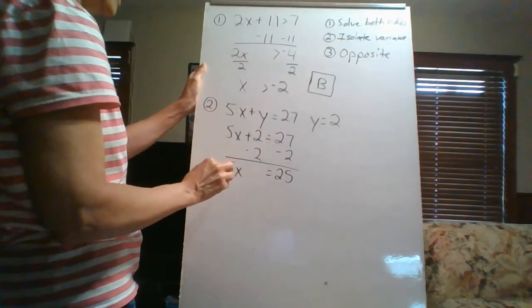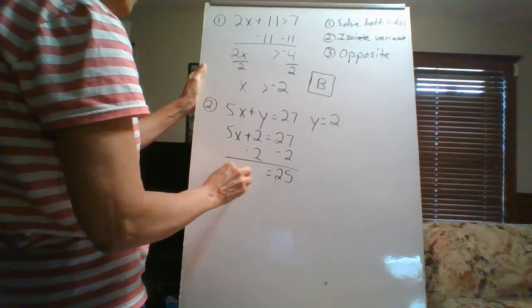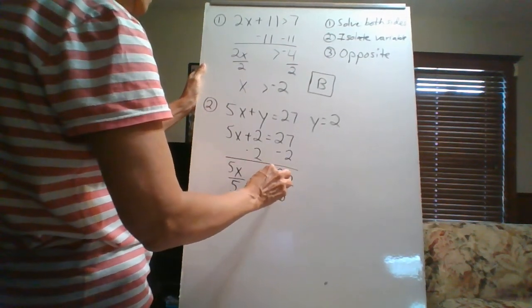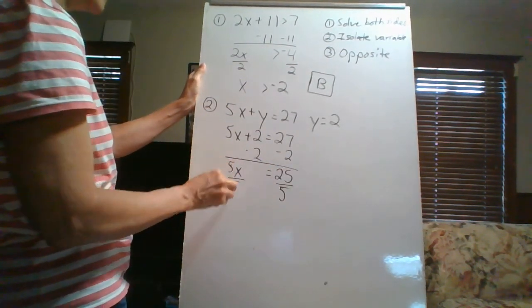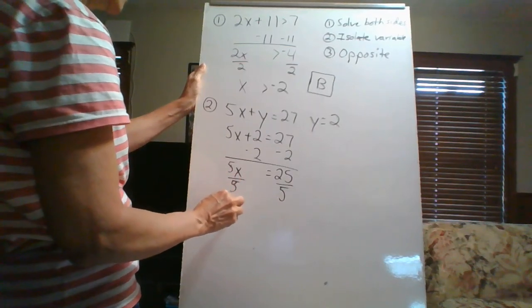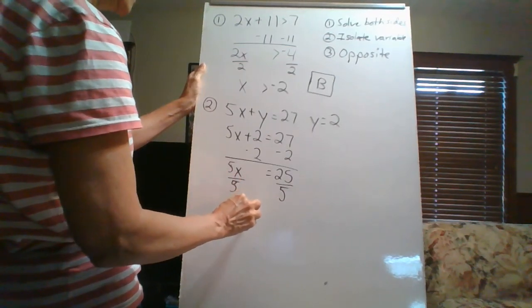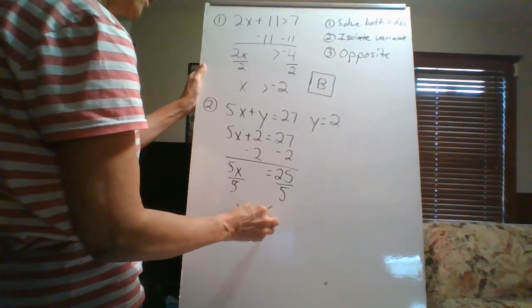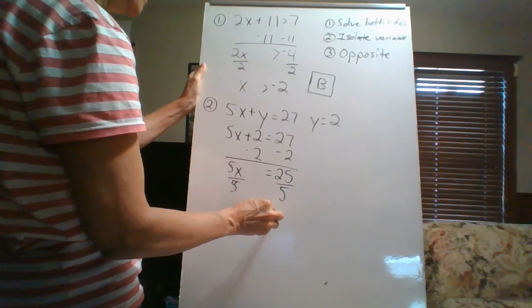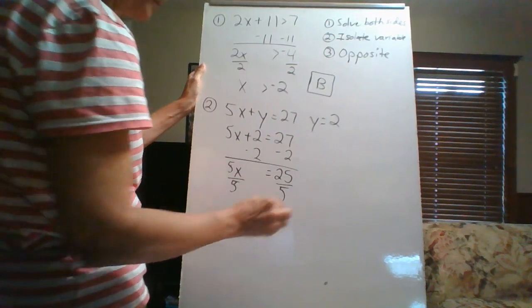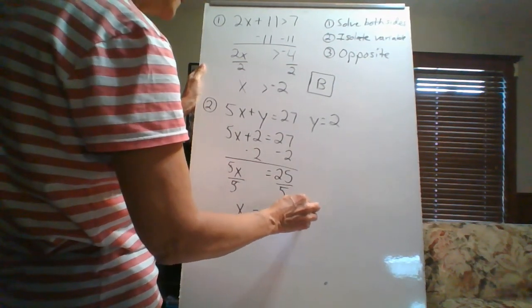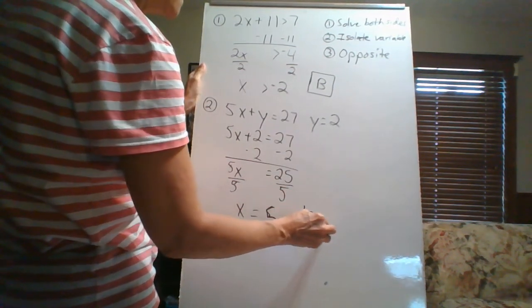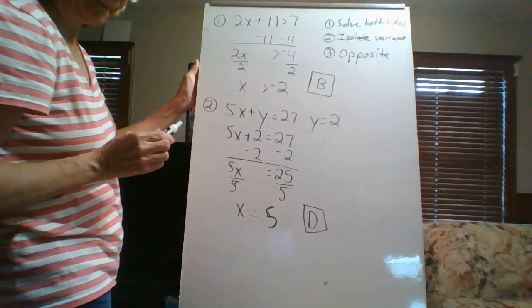Third step, do the opposite. Divide. Anything you do to one side, you do the other. 5 divided by 5 is 1, which is what I wanted. X equals 25 divided by 5. Whoa, sorry guys, that's a 5. So x equals 5. Not a pretty 5, but it is a 5. So D. Okay.